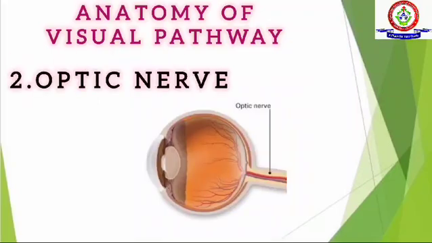Next, the optic nerve. The optic nerve is a vital structure in the visual system that transmits visual information from the retina to the brain. The optic nerve is formed by the axons of ganglion cells in the retina. It exits the eye through the optic disc. The primary function of the optic nerve is to carry the visual signals from the photoreceptors to the visual cortex of the brain for processing.